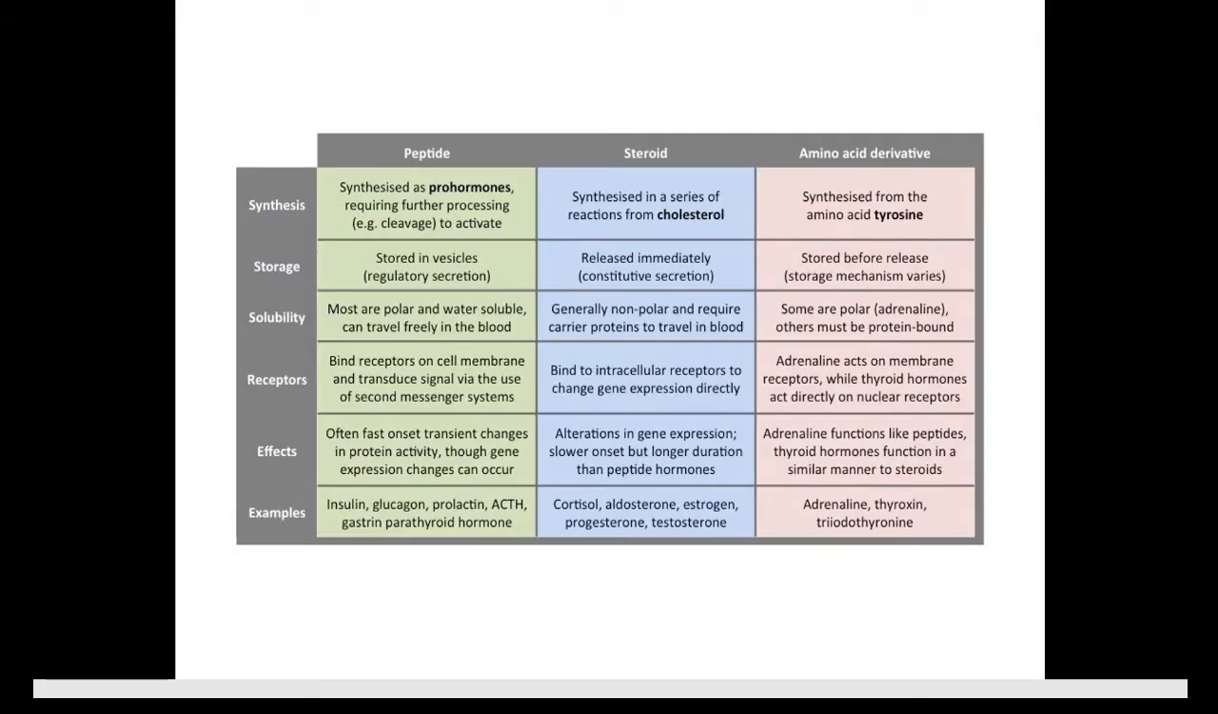Just a comparison table. The major things here are synthesis and the receptors. Synthesis as a prohormone: prohormone means a previous step of the signaling. Peptides are synthesized as prohormones. Steroids are synthesized from cholesterol. Amino acid derivatives are derived from tyrosine. It's a major three things. Then solubility varies.